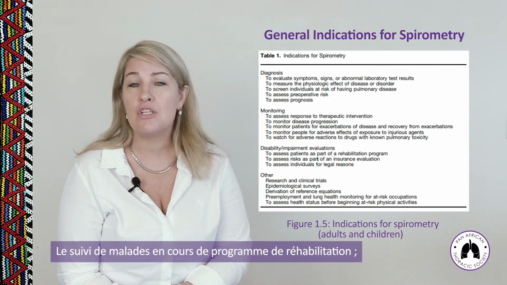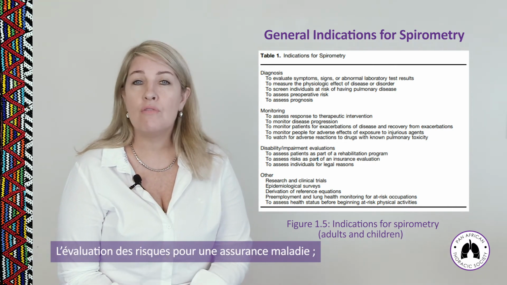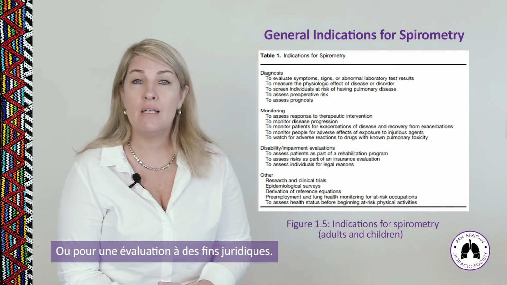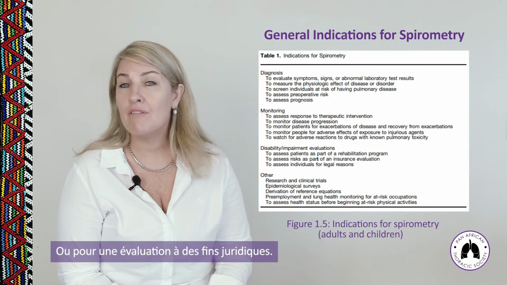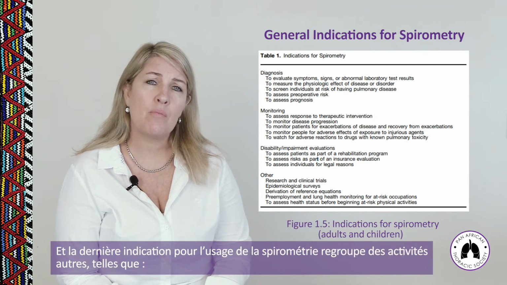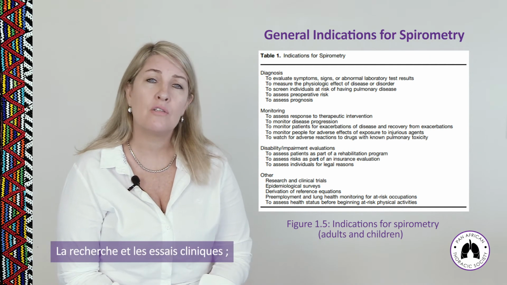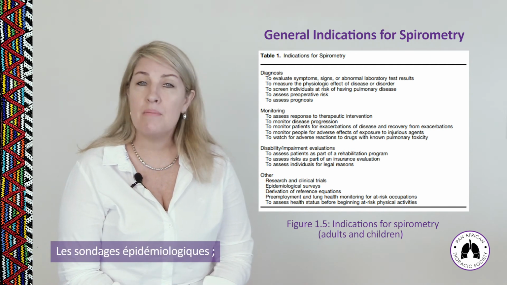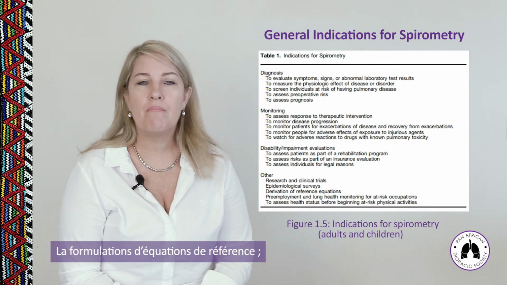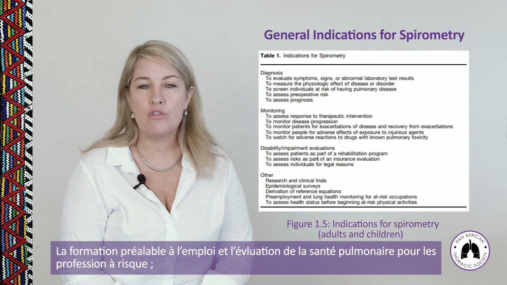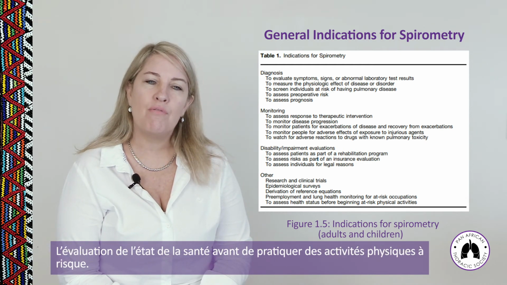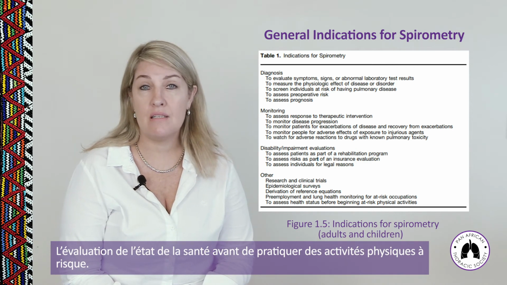Under the third heading, disability impairment evaluations, spirometry is used to assess patients as part of either a rehabilitation program, or they're used for insurance evaluation, or they're used to assess people for legal purposes. For example, life insurance, things like that. And then lastly, other reasons for spirometry testing are for research and clinical trials, for epidemiological surveys, to derive reference equations, pre-employment and lung health monitoring for at-risk occupations, to assess health status before beginning at-risk physical activities.